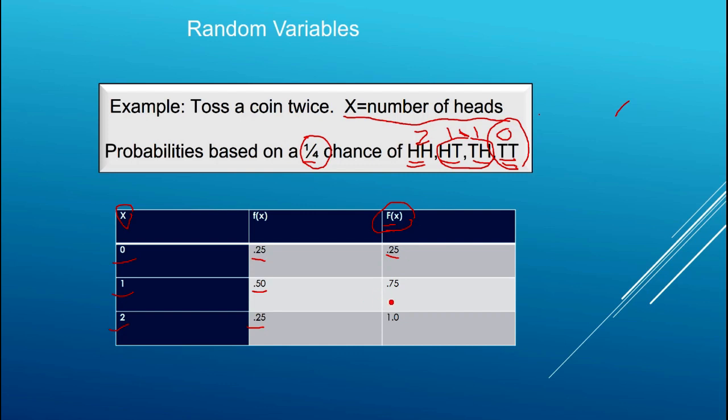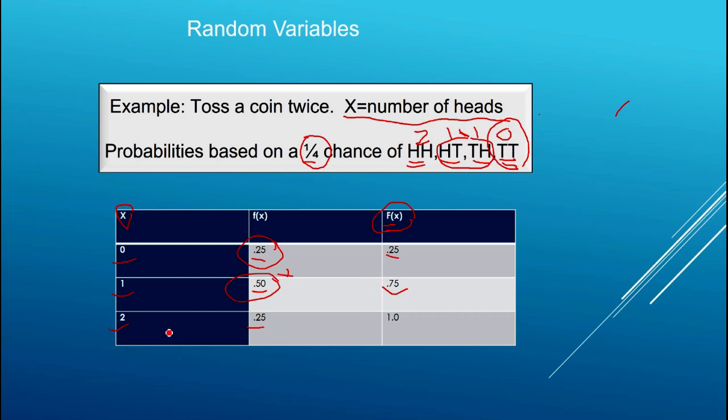The probability that x takes on a value less than or equal to 1, in other words, the cumulative probability that x takes on the value of 0 or 1, is equal to the 0.25 plus the 0.5. And that, of course, is my 0.75.